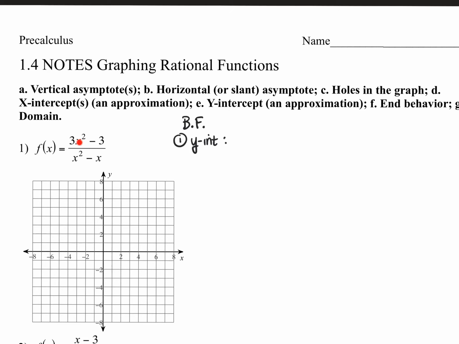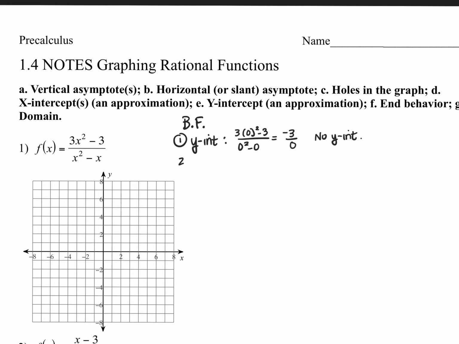So if I plug 0 into this function everywhere I see x, I'll have 3 times 0 squared minus 3 over 0 squared minus 0. Now that all ends up being negative 3 over 0. We know that that's not possible. It's not a real number. So what that tells us is there is no y-intercept.